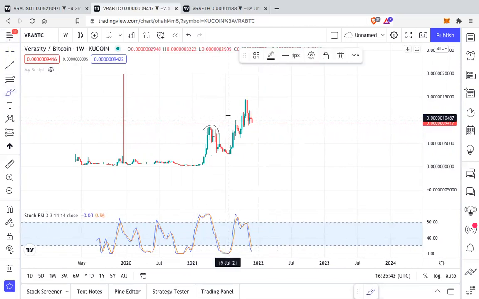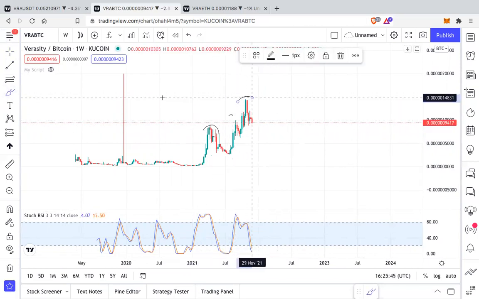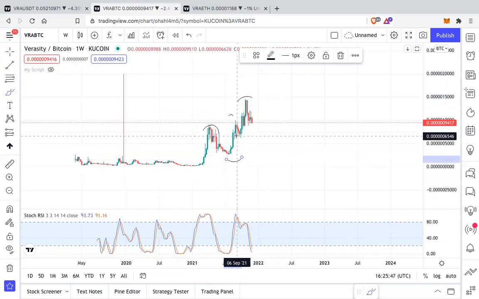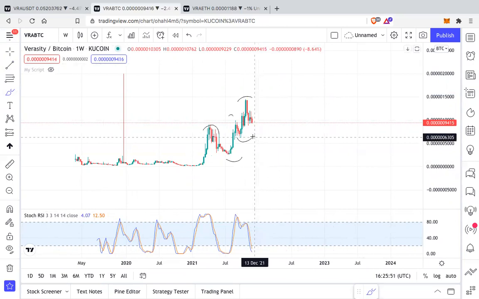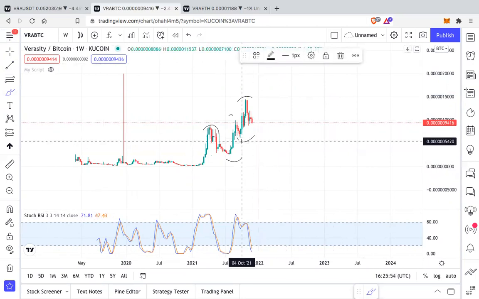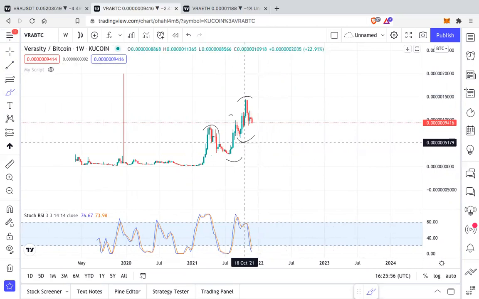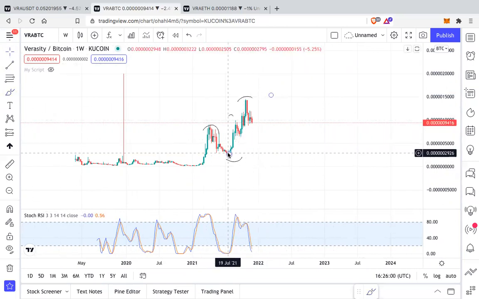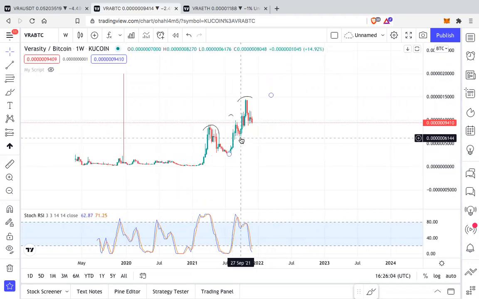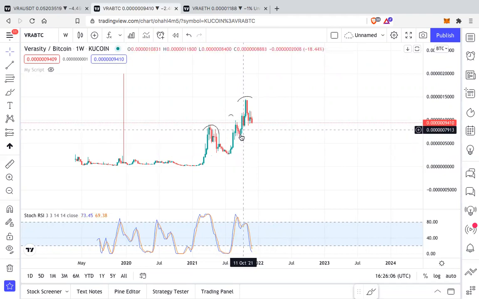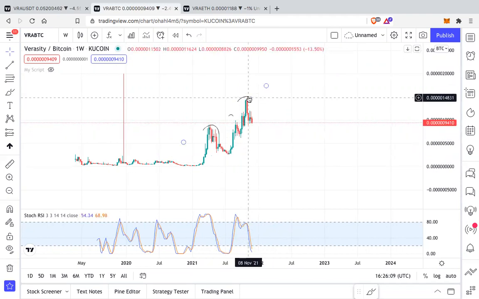Also on the weekly, we can very clearly see this is still an uptrend. This is high, high, another high. This is low, low, another low. So unless we break the previous low, we cannot say whether the trend is reversed. We are in a bull trend when it comes to VRA. Unless and until we create a low lower than this low, the trend is intact.